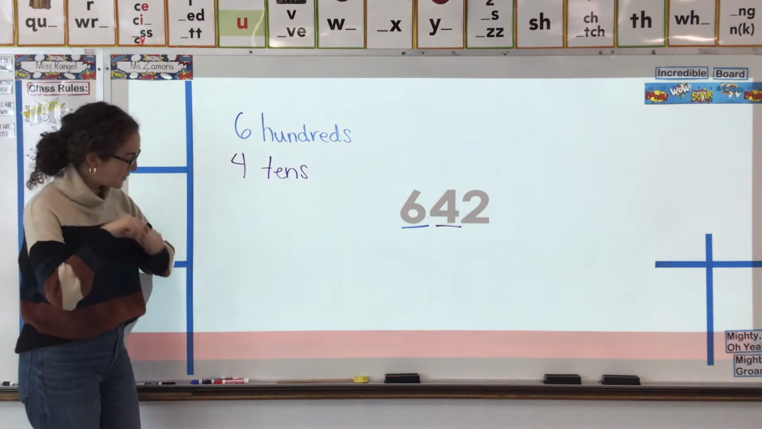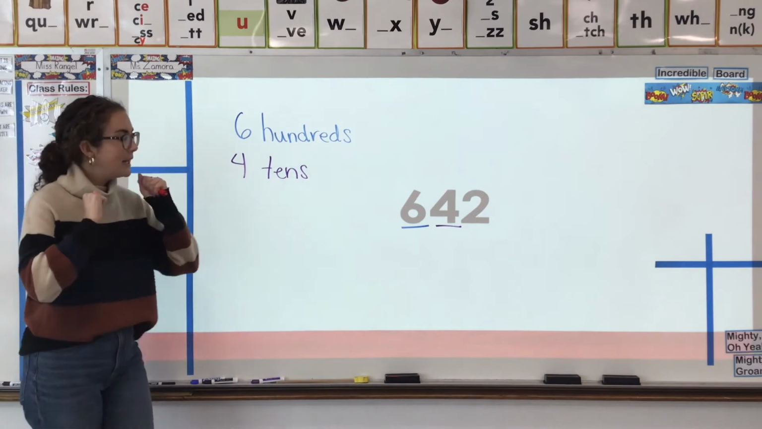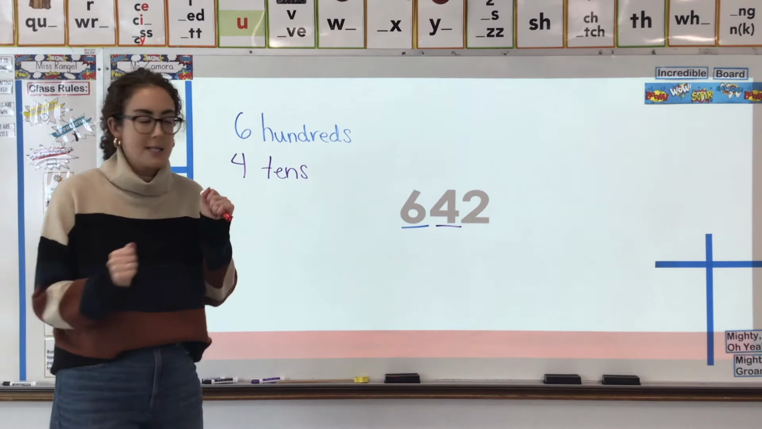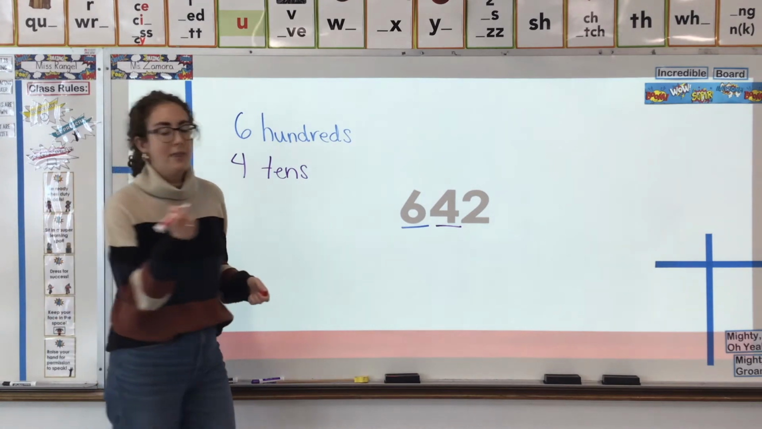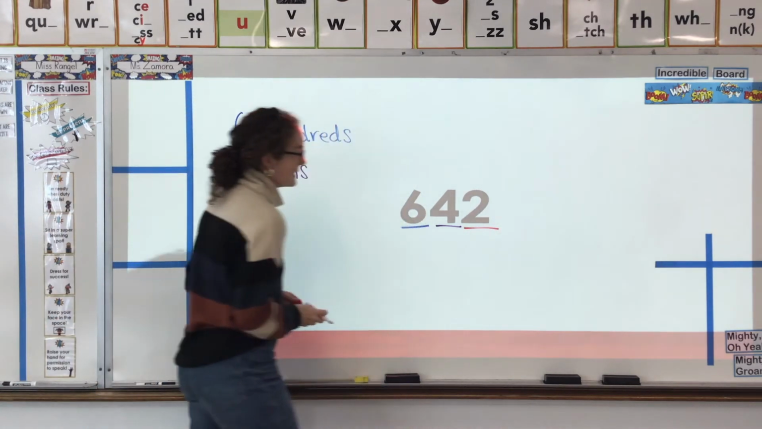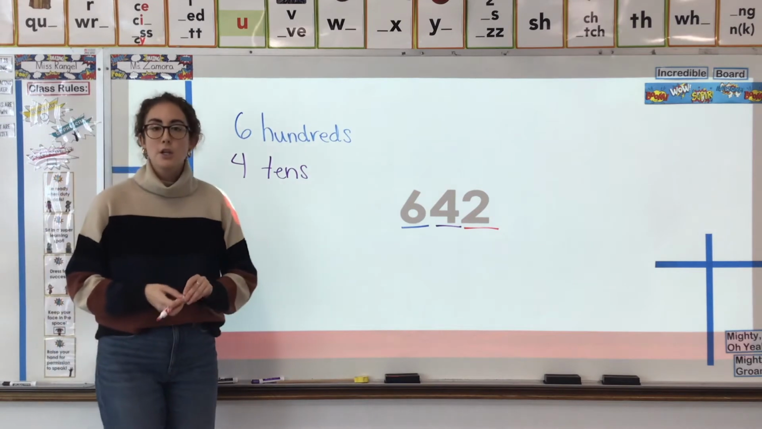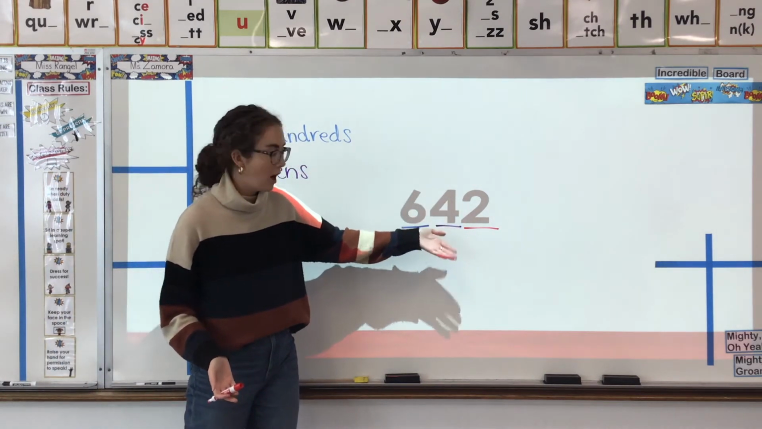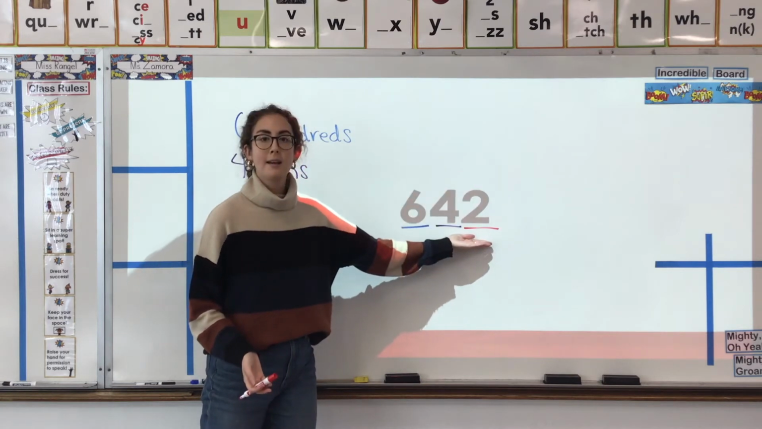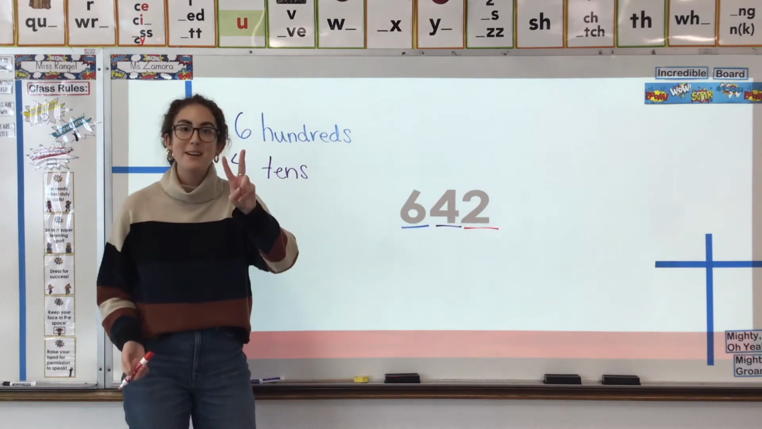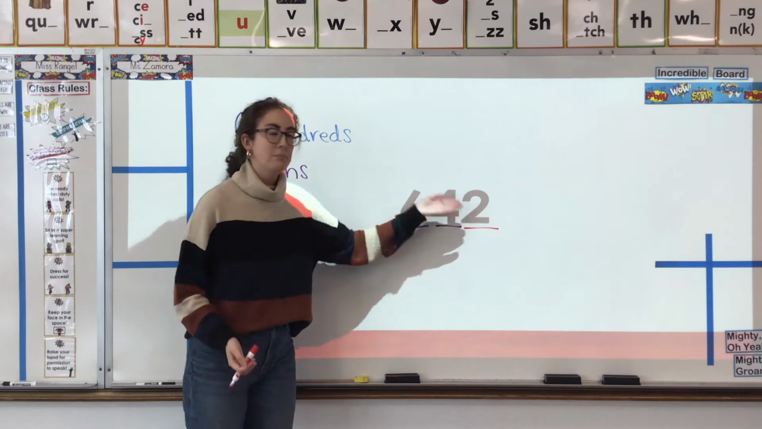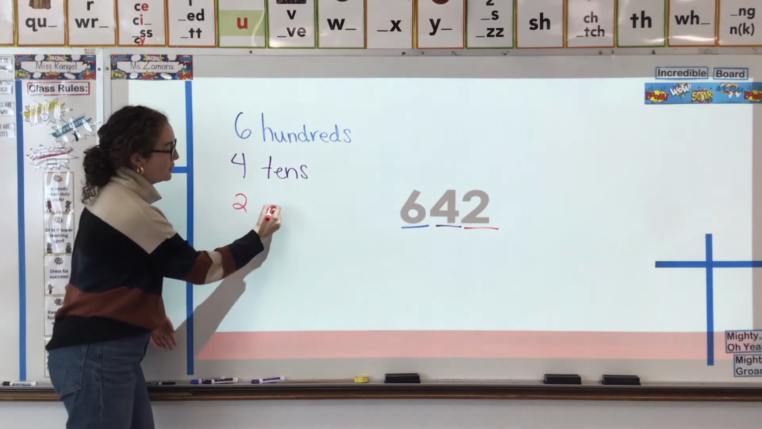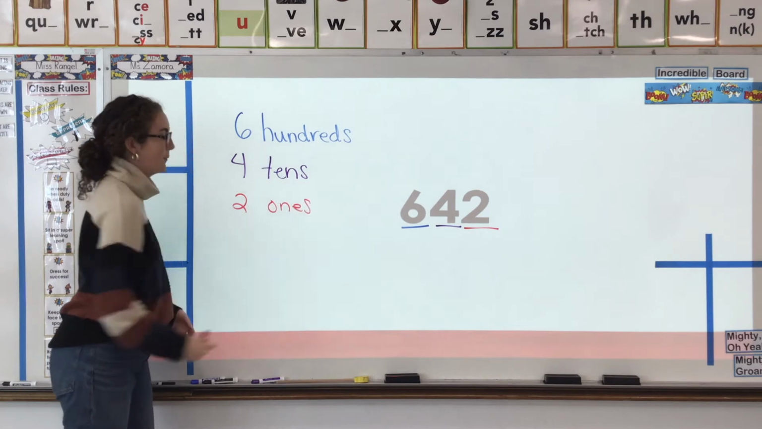Awesome. Okay, last one. What number is in the ones place? What number is in the ones place? The 2 is in the ones place? Exactly, the 2. So, how many units of ones are there? We can see there's 2 units of 1 that's shown by this digit 2. So let's write that out as well. 2 ones.